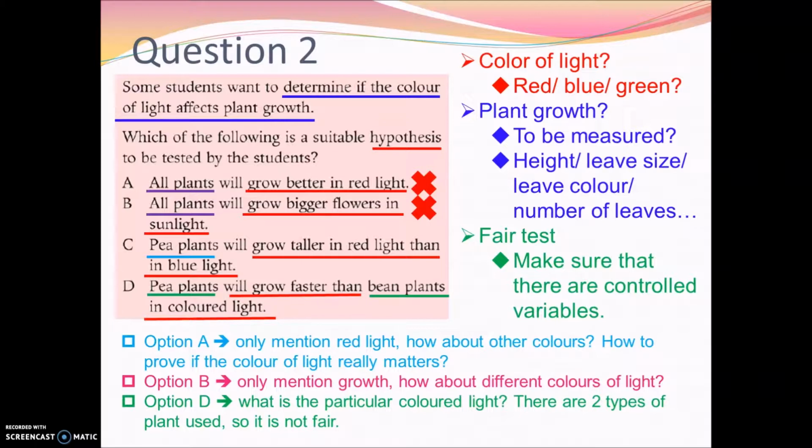Be a plant, only one type of plant, and then it grows taller. It's taller, that means the plant growth. We measure the height, in red light than in blue light. So that's why we are comparing different colors of light. Option C fits all our criteria. So that's why D is also wrong.